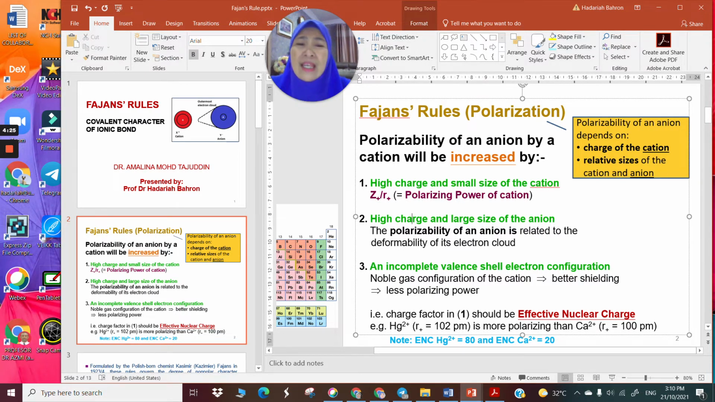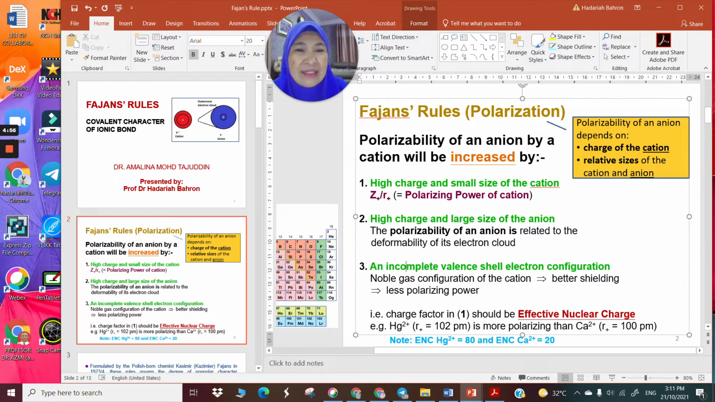That means high negative charge and large size. Large size also means that the outer electrons are being held loosely by the nucleus. That means for anion, high charge and large size will make that anion very, very polarizable. So we talk about polarizable for anion, and we talk about polarizing power for cation.